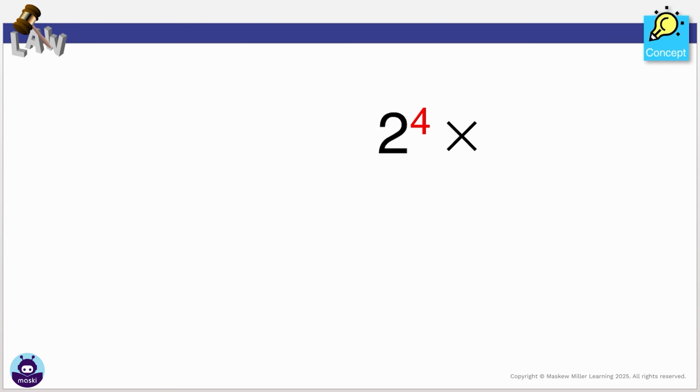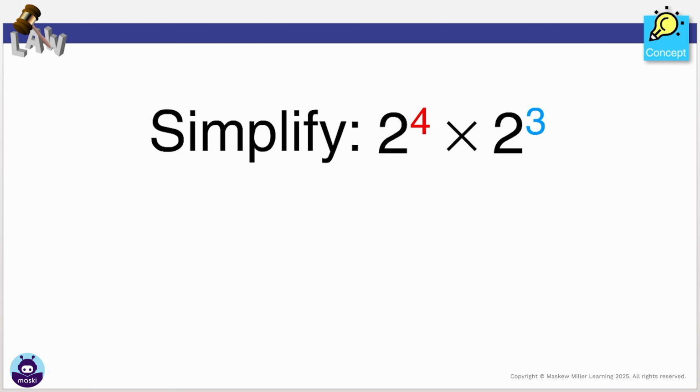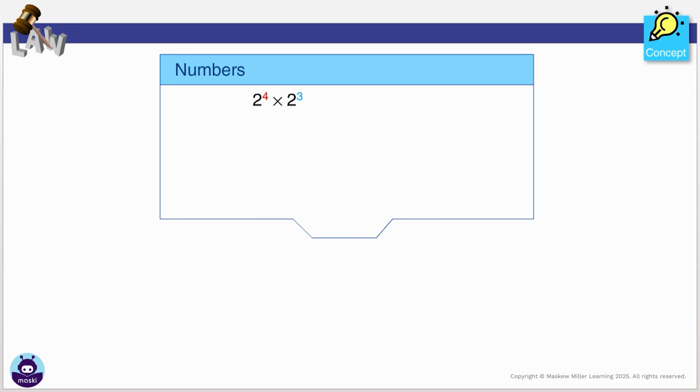General laws of exponents. Multiplication rule. Let's multiply two powers that have the same numbers as their base. Simplify 2 to the power of 4 times 2 cubed. Rewrite the powers in the expanded form.